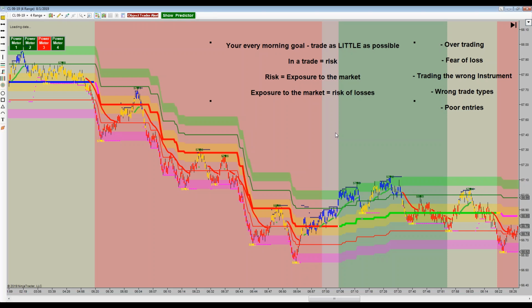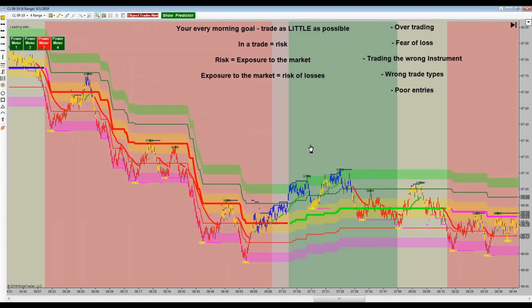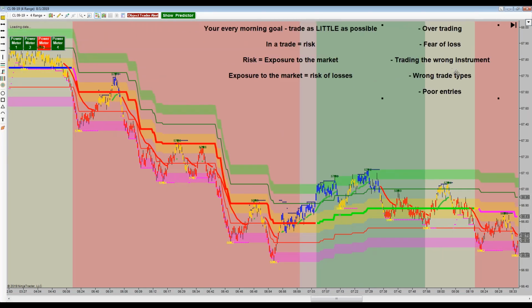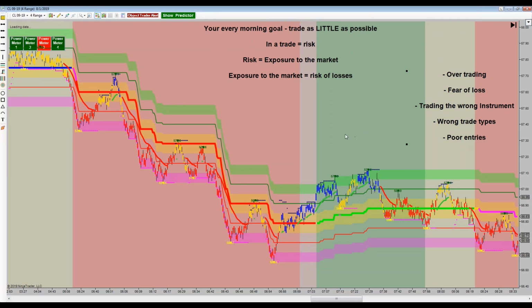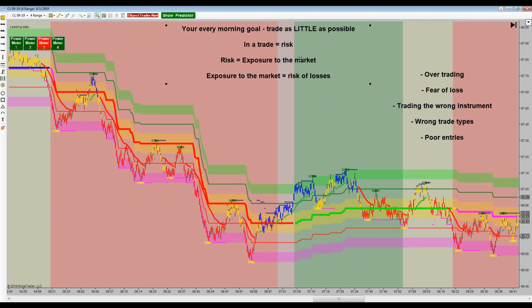So if we're going to trade as little as possible, eliminate fear of loss and overtrading, how are we going to do that? What steps are we going to take to accomplish this? Let me scooch this over so I can make a little bit more room for some content that we want to get on here.